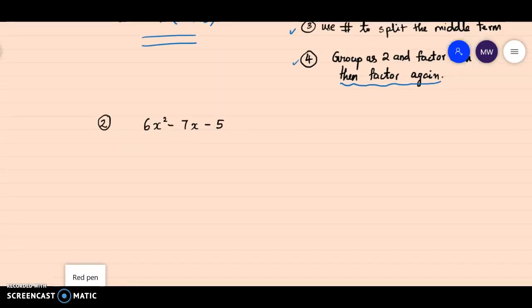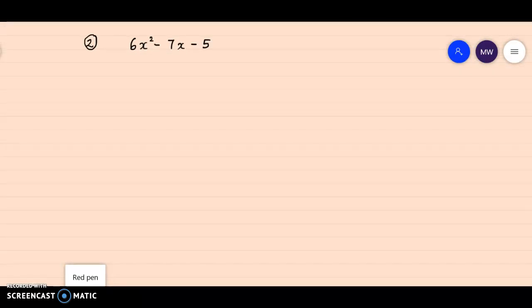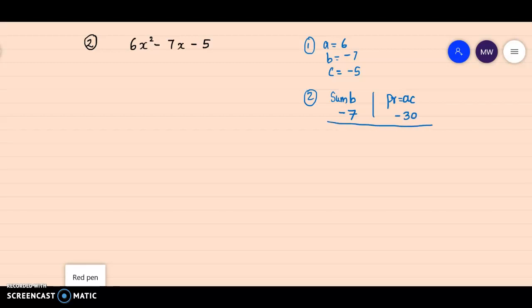Let's do one more example. So here step 1 is to write down what our a, b, and c are. So we have 6, -7, and -5. The second step, we have to find two numbers whose sum is b, and when you multiply, the product has to be a times c. So b is -7 and a times c is 6 times -5, which is -30. So let's figure out two numbers which add up to -7 and multiply to -30.